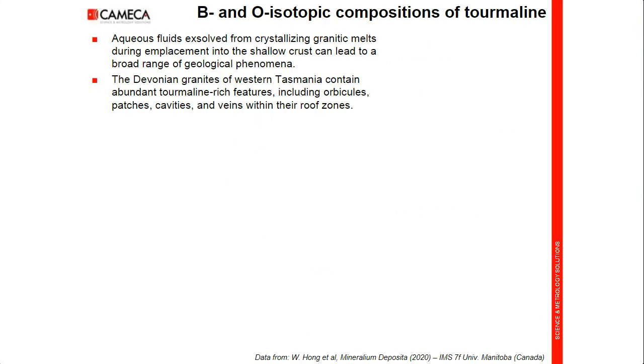In this first example, we show the measurement of boron and oxygen isotopic compositions in tourmaline. Aqueous fluids exhaled from crystallizing granitic melts during emplacement into the shallow crust can lead to a broad range of geological phenomena. The Devonian granites of western Tasmania contain abundant tourmaline-rich features, including orbicules, patches, cavities, and veins within their roof zones.